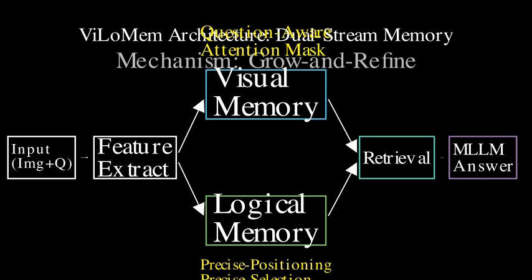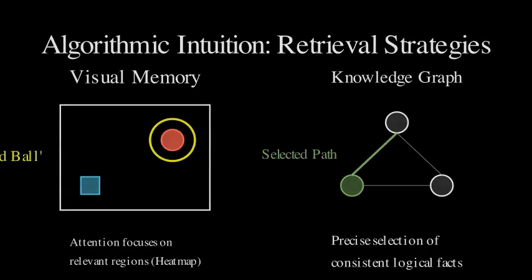Crucially, when retrieving information, ViLoMem uses question-aware attention masks for visual images to filter out distractions, and a precise positioning and precise selection regime for logical retrieval to ensure logical consistency. Let's dive into the retrieval.